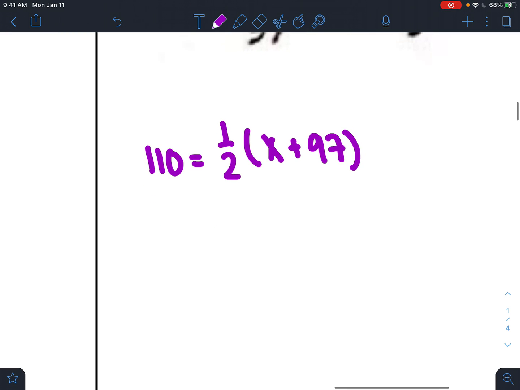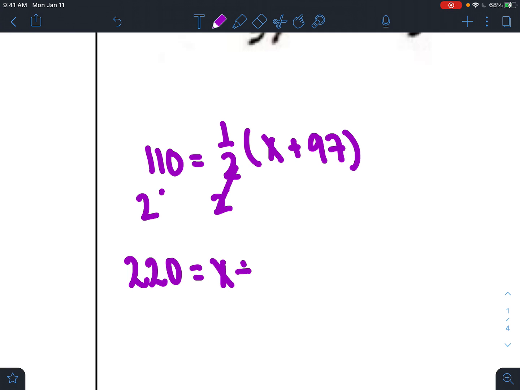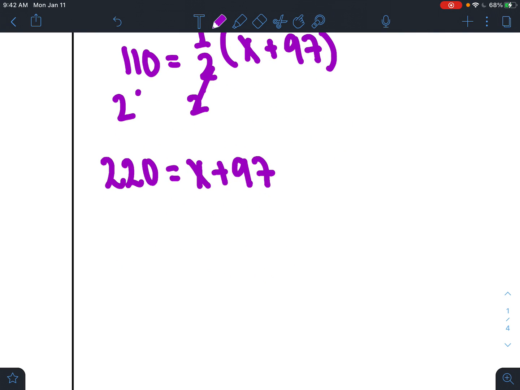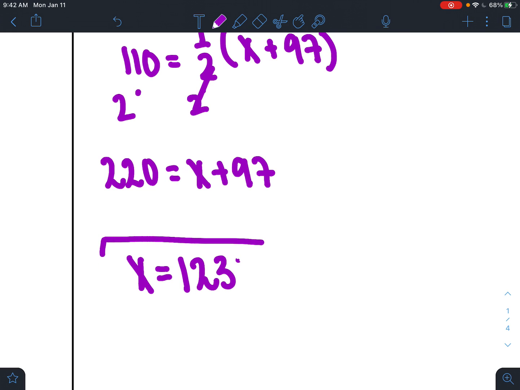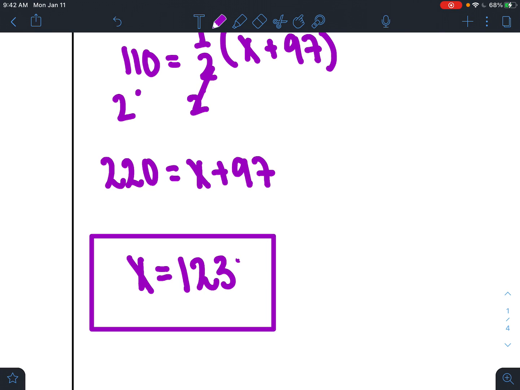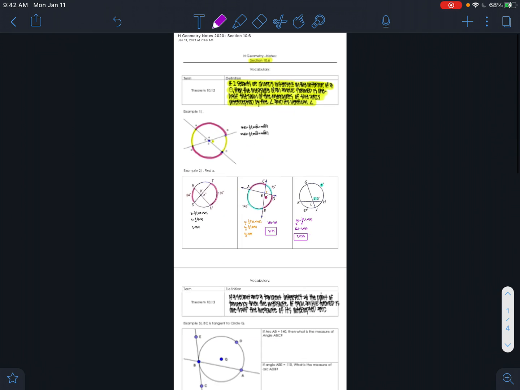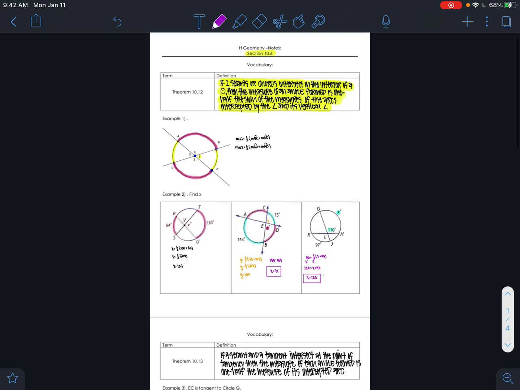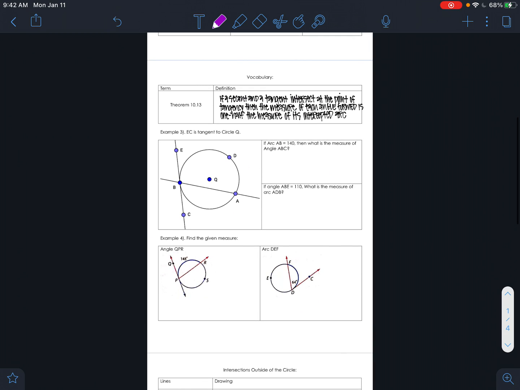Solving backwards, I'm going to multiply both sides by 2 to get rid of that 1/2. So 110 times 2 is 220, which equals x plus 97. Now I'm going to subtract out that 97, and I'm going to get 123. So x is equal to 123 degrees. I'm going to pause here and then come back for theorem 10.13.